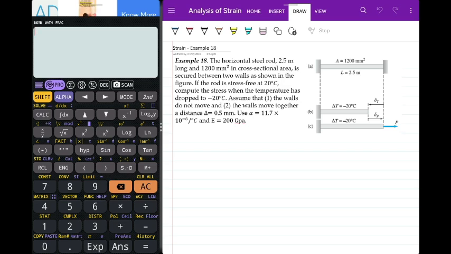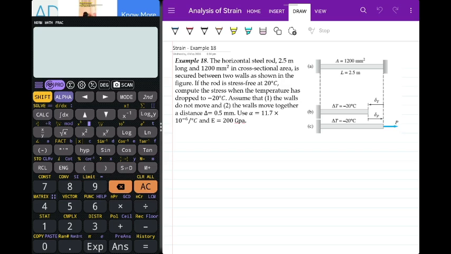Example 18. The horizontal steel rod, 2.5 meters long and 1,200 mm squared in cross-sectional area, is secured between two walls as shown in the figure. If the rod is stress-free at 20 degrees Celsius, compute the stress when the temperature has dropped to negative 20 degrees Celsius. Assume that 1.